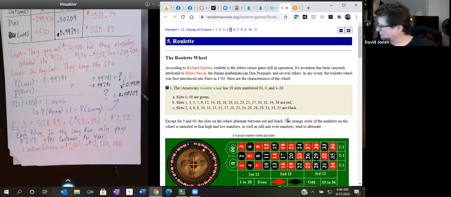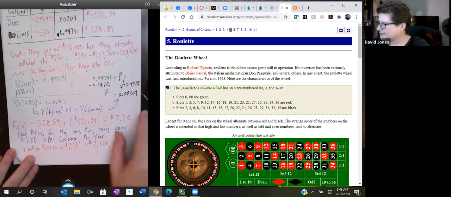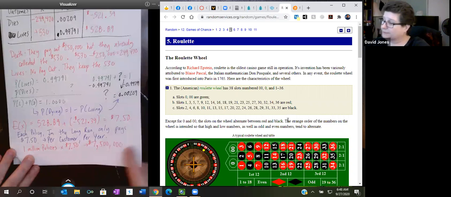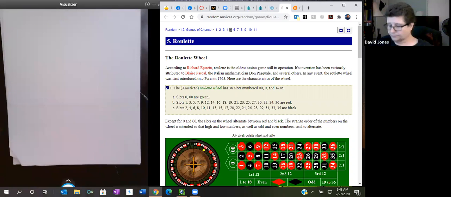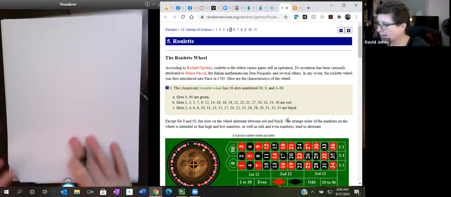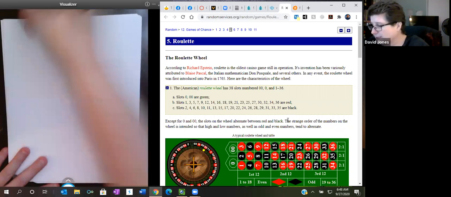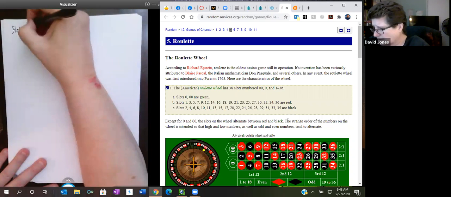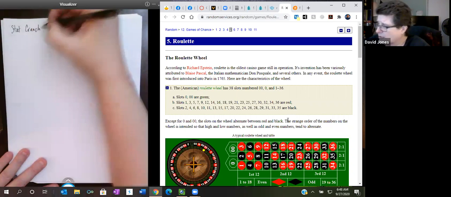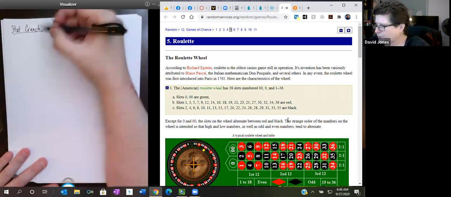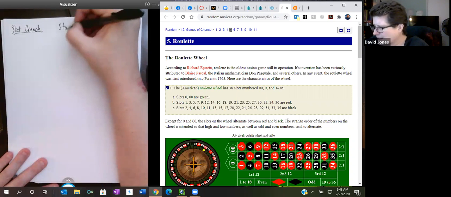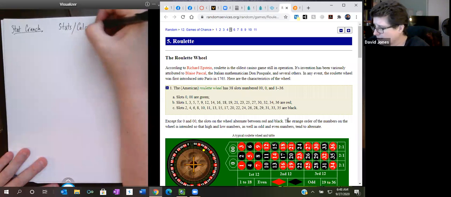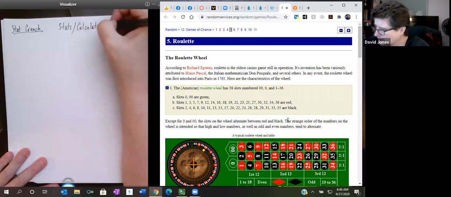So I discussed how to do it by hand. Let's show you the Statcrunch way. The Statcrunch way, and I did mention it in the beginning. I'm going to do stats, calculators, custom.